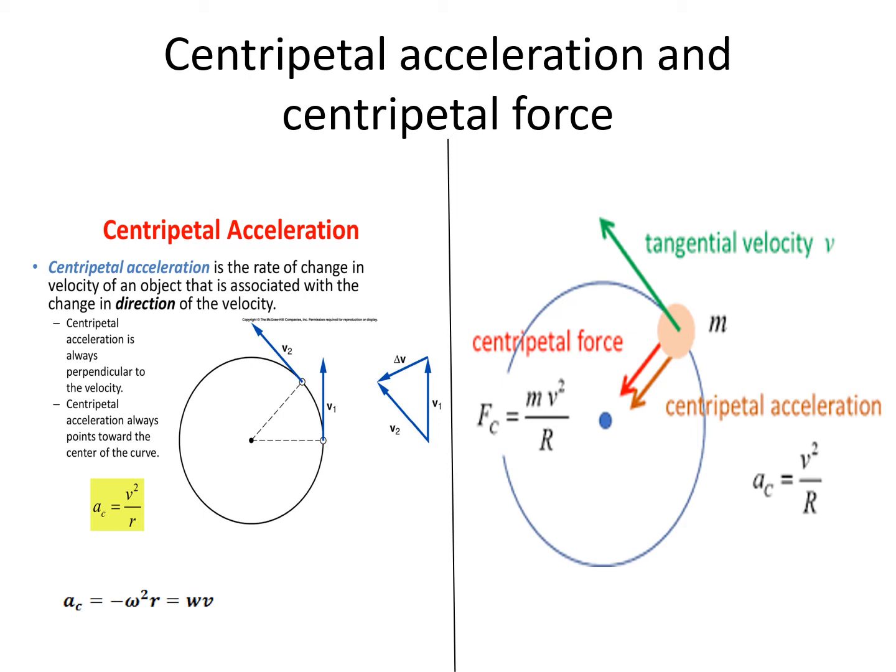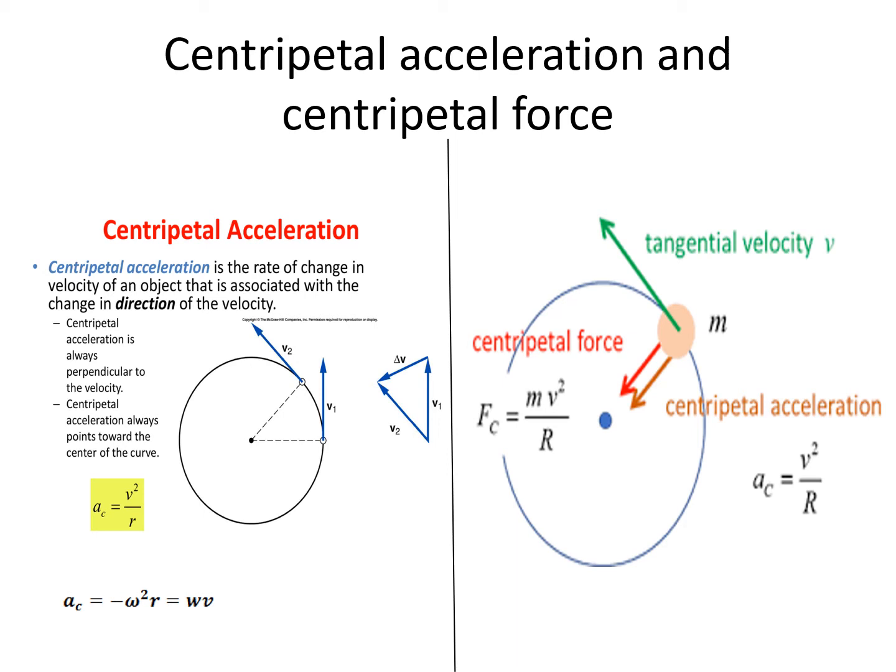The centripetal acceleration is always perpendicular to the direction of linear velocity, and it always points toward the center of the circle. So mathematically I can write down centripetal acceleration, which is also termed as radial acceleration, as v square upon r, which can also be written as minus omega square r. Here the minus sign indicates that the radius vector and the centripetal acceleration are oppositely directed, or I can write it as omega v.